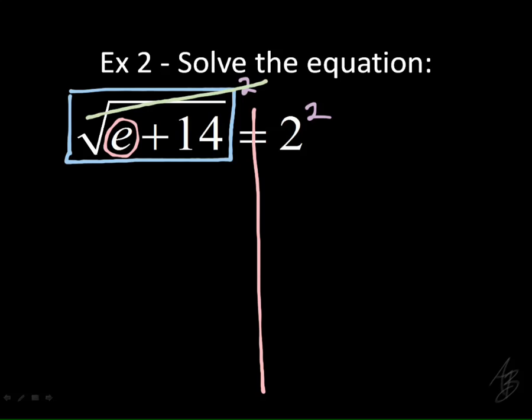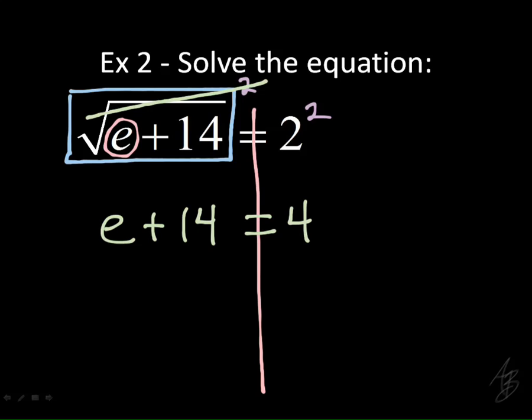Okay, the only 2 things that are canceling here that are going away are the square root and the square. So when those go away, Claire, what's left on the left side? E plus 14. Okay, and on the right side we have 2 squared, which is the same thing as 2 times 2, which is 4.